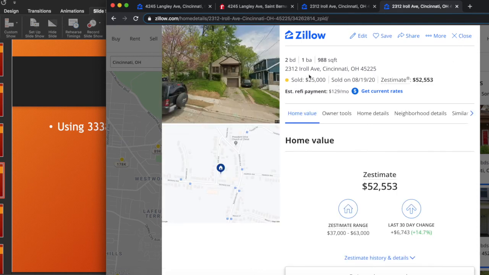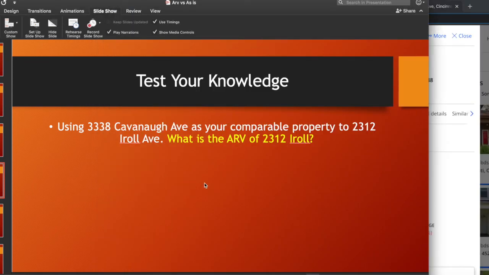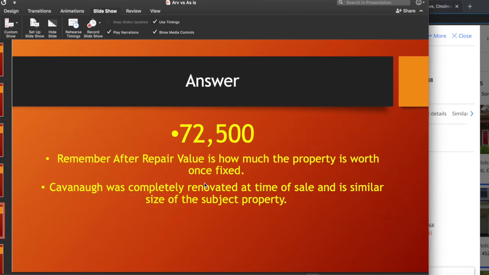So what's the ARV of 2312 Iro if Kavanaugh is the comparable property? You've had your time. What do you think? Time's up. Answer is $72,500. So remember, your after repair value is how much the property is worth once fixed. Also, Kavanaugh was completely renovated at the time of sale, it is a similar size to the subject property, and it's within at least a half mile radius. So that is another big thing.